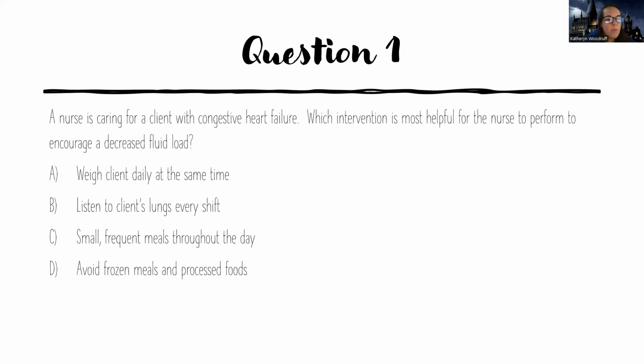Let's go. Choice C: small, frequent meals throughout the day. Well, I definitely, again, want to do that for heart failure, but I don't think that has anything to do with fluid load.